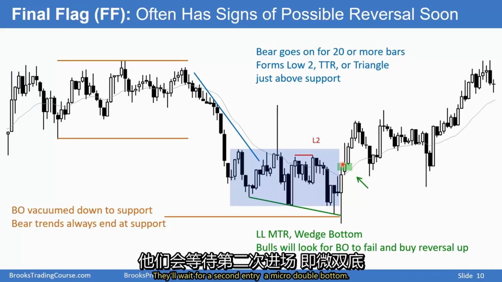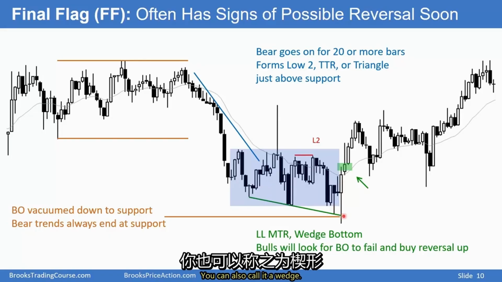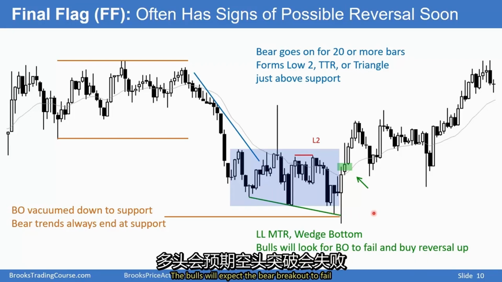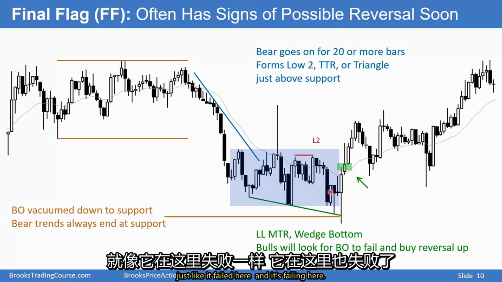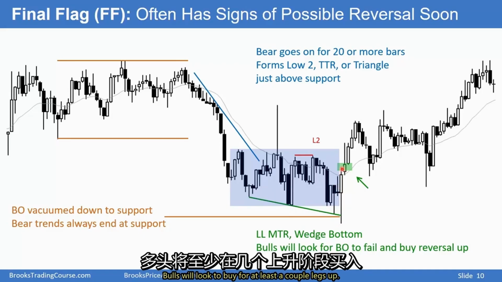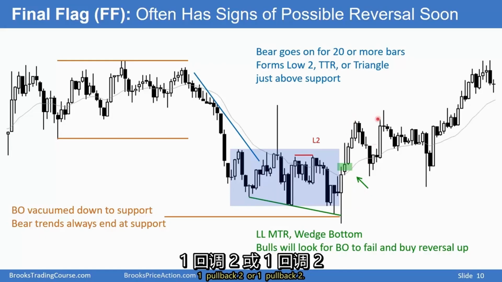They'll wait for a second entry, a micro double bottom. You can also call it a wedge, 3 pushes down, 1, 2, 3, and the third push subdivided into 2 smaller pushes. The bulls will expect the bear breakout to fail, just like it failed here, and it's failing here, and it tried again here and reversed up violently. Bulls will look to buy for at least a couple legs up, 1 pullback 2, or 1 pullback 2.